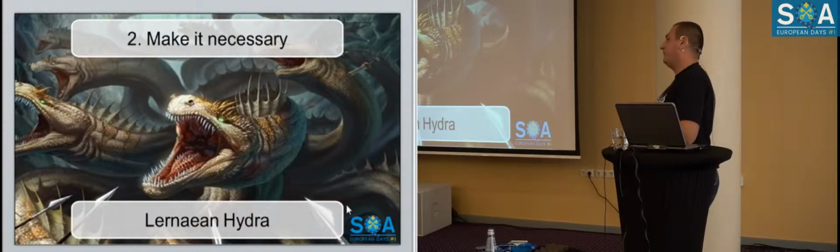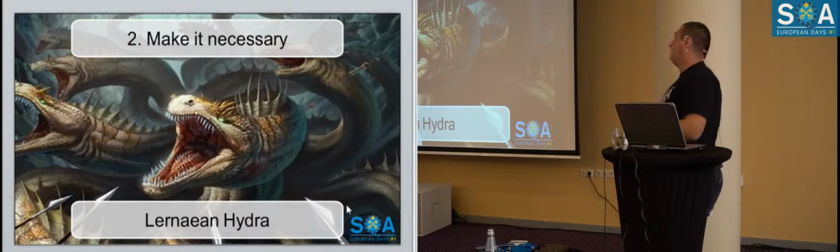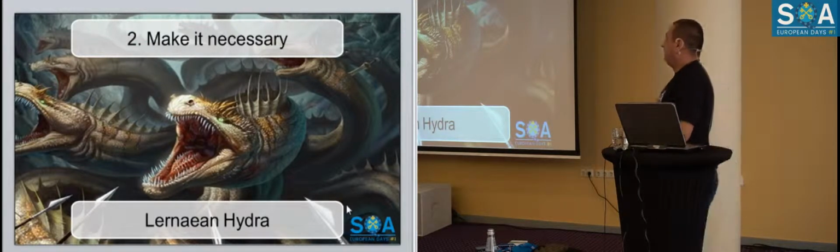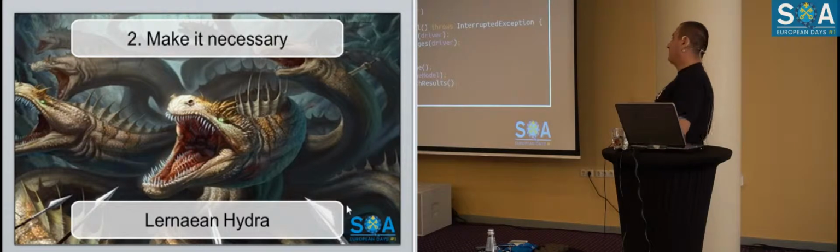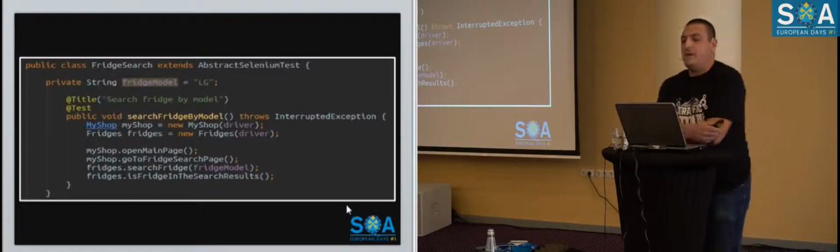So the next labor is try to make it necessary, similar to the Lernean Hydra, chopping off, and finally he chopped off all the heads and won. So what I'm saying is that you need to test the right stuff.